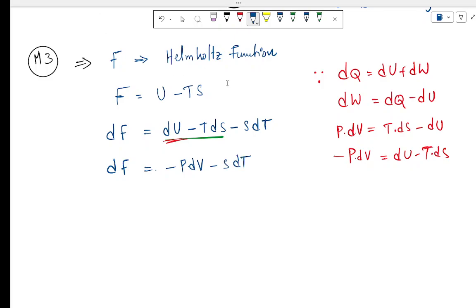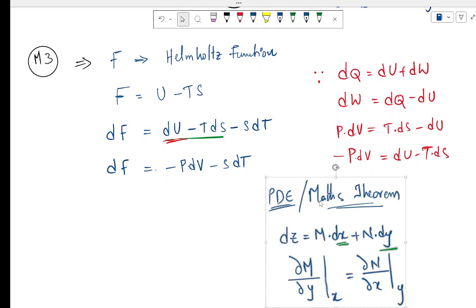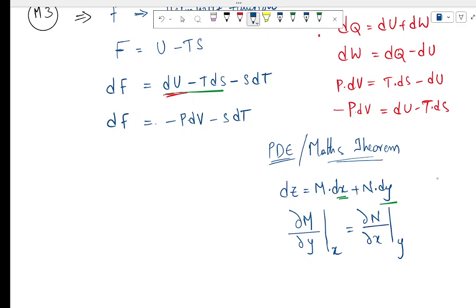Also I have my maths theorem, which I have already shown to you previously. Based on this maths theorem, I can write this expression df in this form. See, the minus that is there will get cancelled out on both sides. In place of m, I have p here, so I can write dou p. And in place of y, I have t here, so dou p by dou t. And in place of x, I have v here, so at constant v I will have.